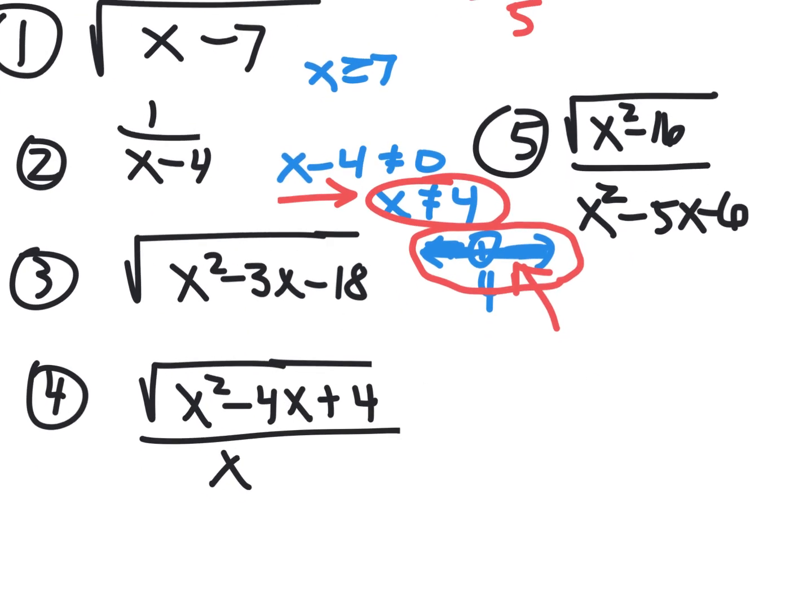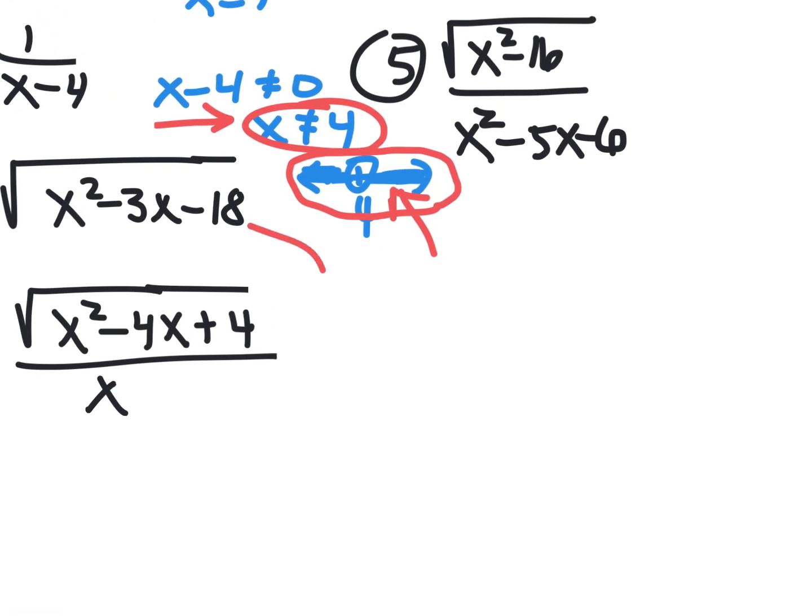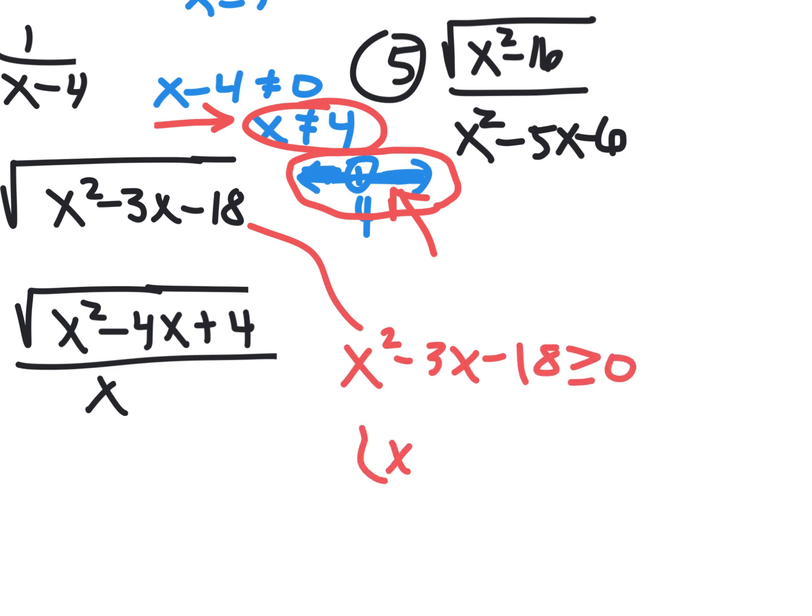Okay, number 3. This one needs to be factored and then set greater or equal to 0. So x squared minus 3x minus 18 had to be greater or equal to 0. Then it's (x minus 6)(x plus 3). I think I've got that right. Can anybody verify that? Okay, good. A lot of nodding heads.